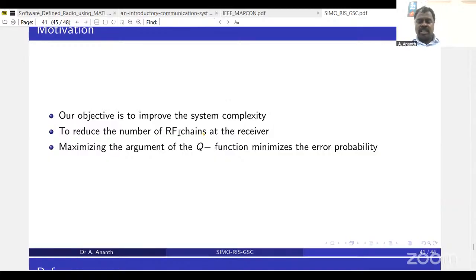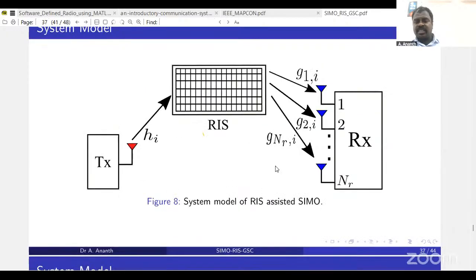as you have seen in the previous system model, we had several antennas. All these antennas will have a low noise amplifier, a mixer, an RF synthesizer, phase synchronization, and so on. Similarly, if you have NR receiver antennas, you have NR such RF components, which will always drain more energy. To avoid that, we proposed a generalized selection combining scheme, where instead of using all the NR receiver antennas, we use only a certain number of receiver antennas for reception. That is the low complexity detector we have proposed.